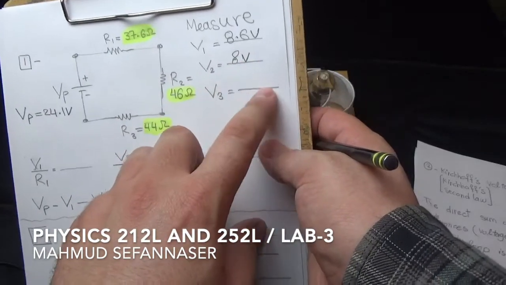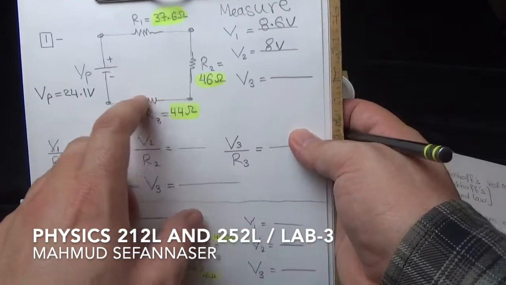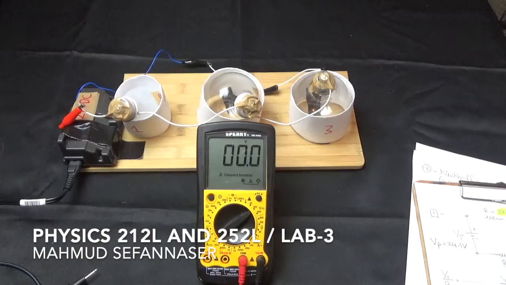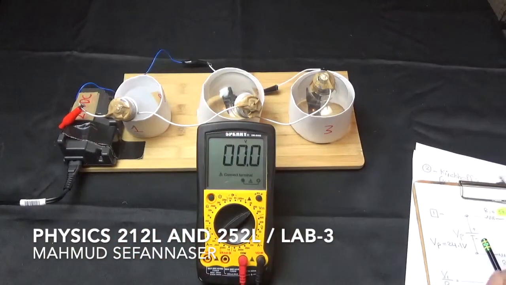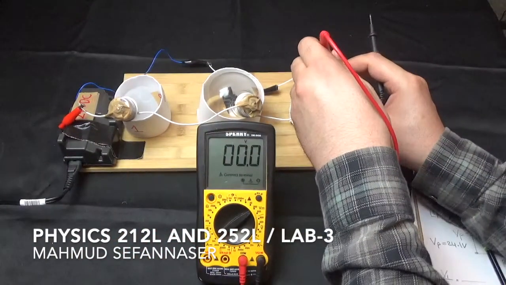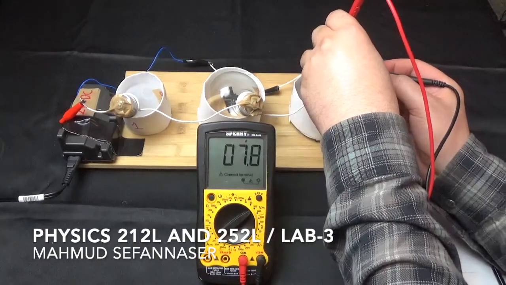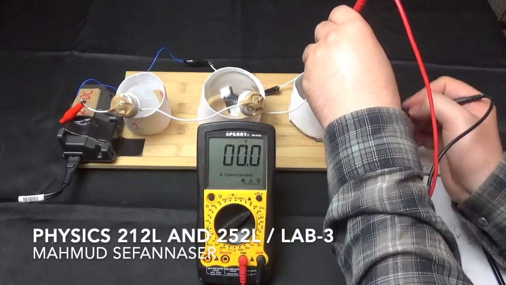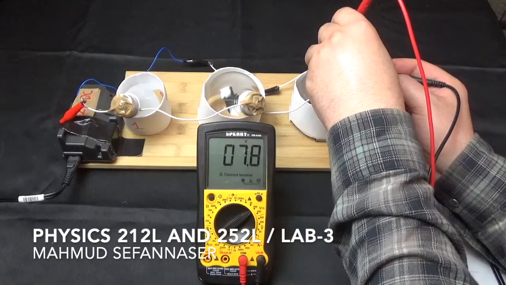So that's great. Now, guys, we will move to the next one, which is V3, the voltage across R3, which is 44. Let's see what do we have here. Let's now do that gently and slowly. So what do we have? We have 7.8 volt. Let's double check.